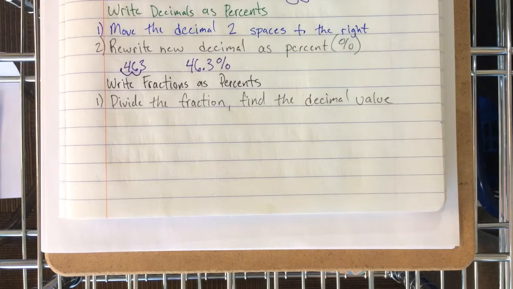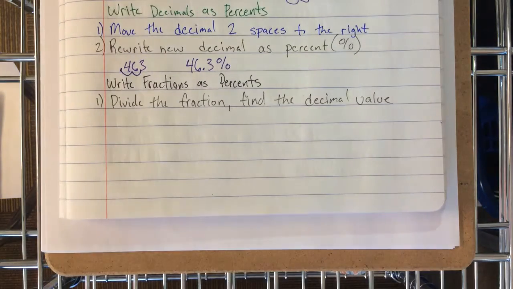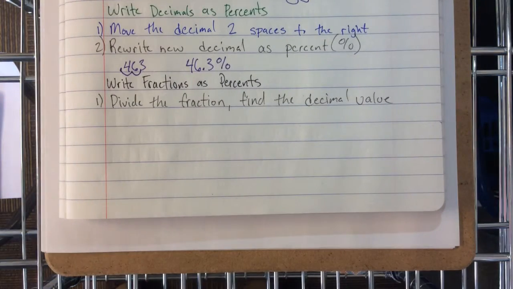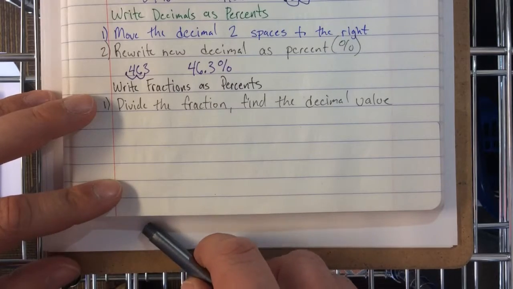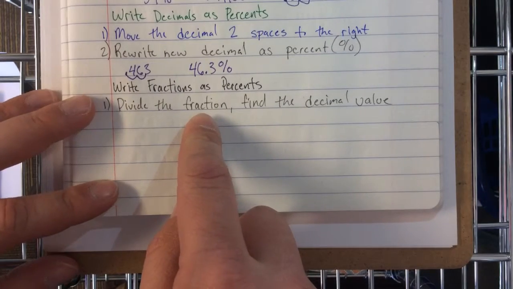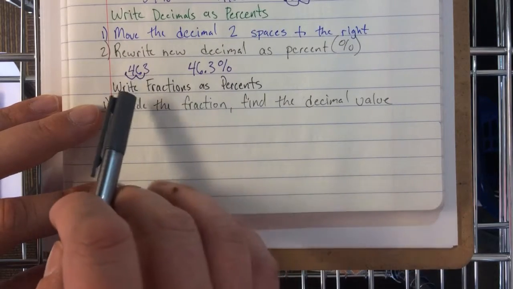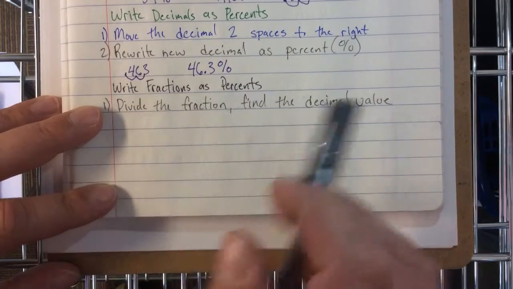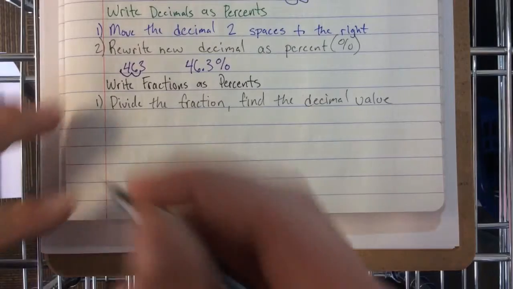Tyson says divide the numerator by the denominator, right? Does that make sense? Numerator divided by denominator. So we're going to take the numerator and divide it by the denominator. After we found the decimal value, we're going to write out the decimal and identify where the decimal is.